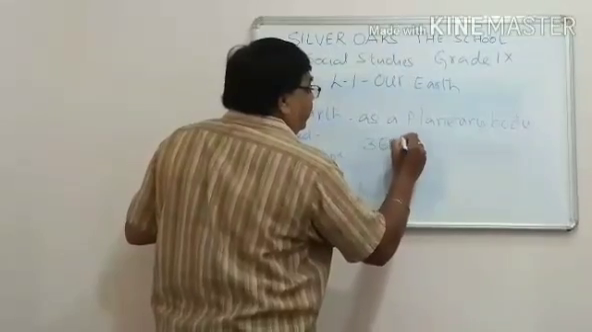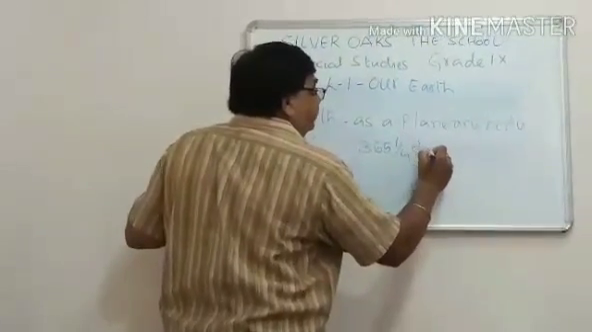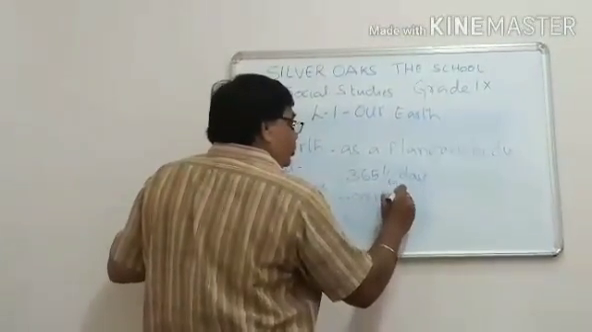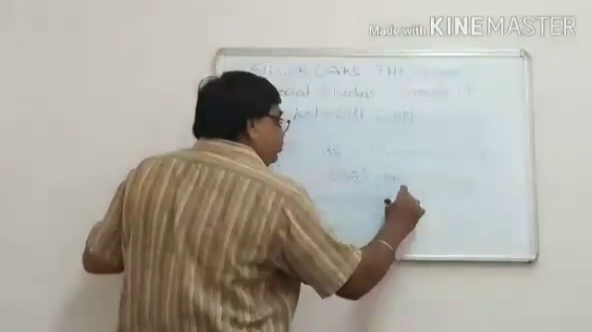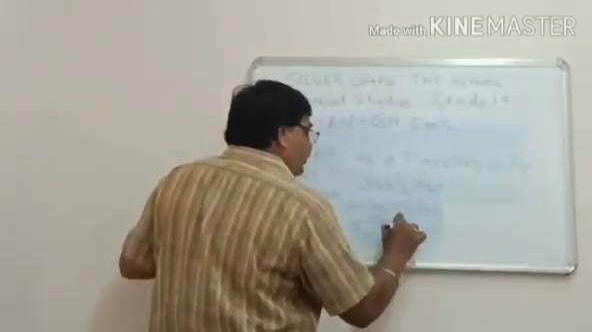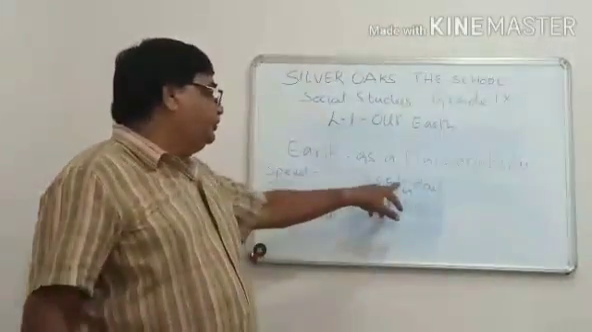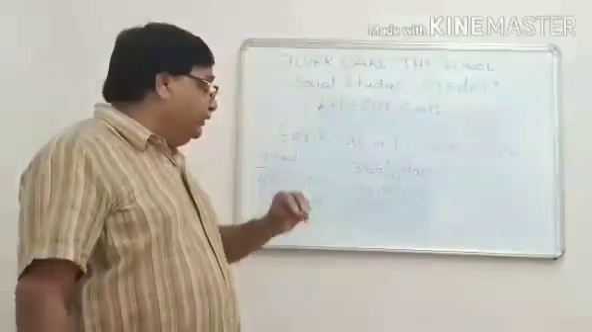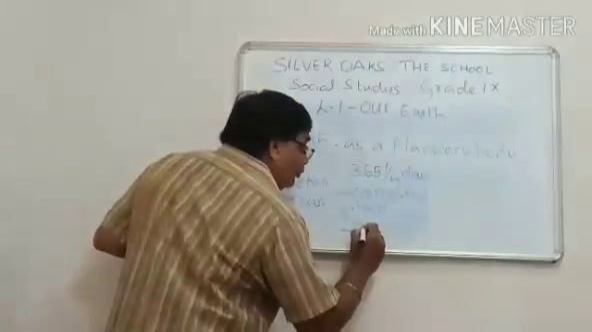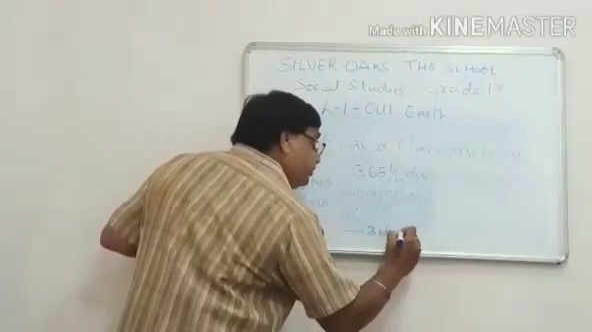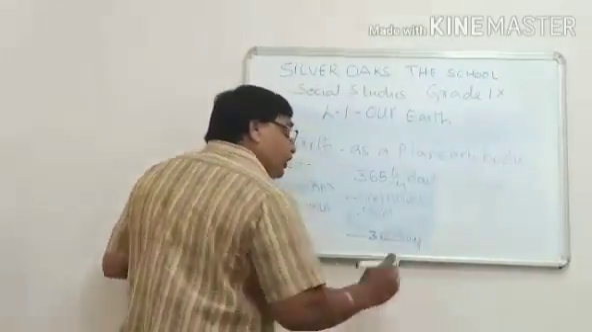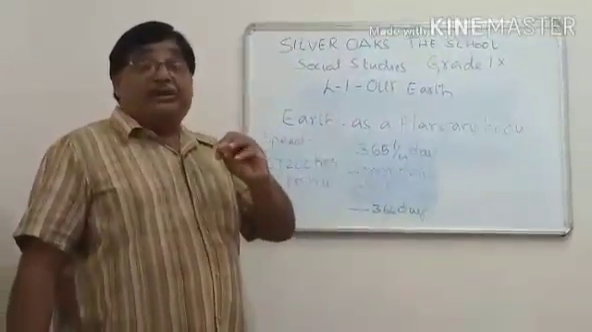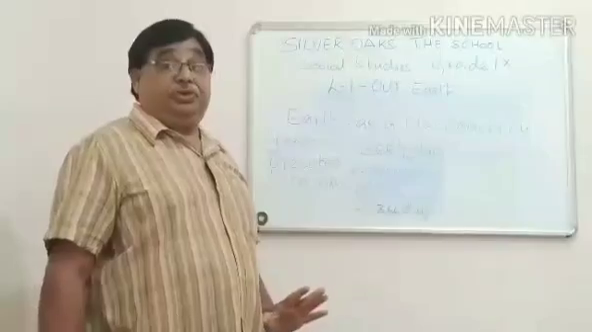The Earth takes 365 and 1/4 days to complete one revolution. This we call a year. For every 4 years, these 1/4 days are added together, and in that year we'll have 366 days, which we call a leap year. In that year, we'll have 29 days in February.